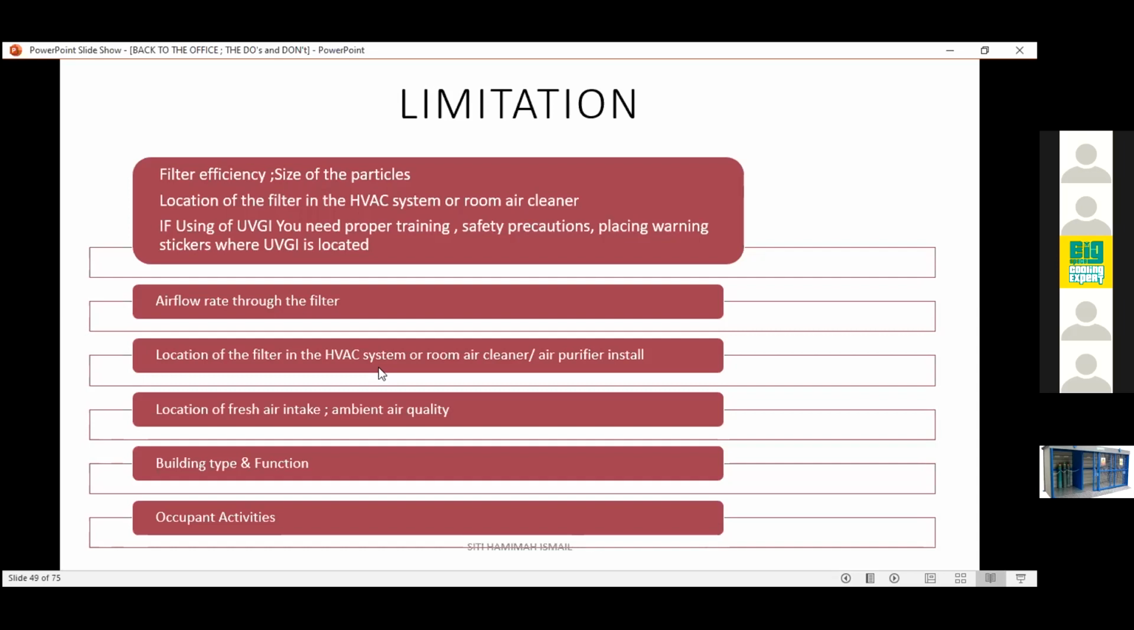So no point juga you buka tingkap. Okay, so that's why dia kata location of fresh air, ambient air quality, building type and function. Kenapa? High rise requirement dia lain, low rise requirement dia lain, shop lot bila you pakai split unit requirement dia lain. And another thing that you look into is the occupant activities.